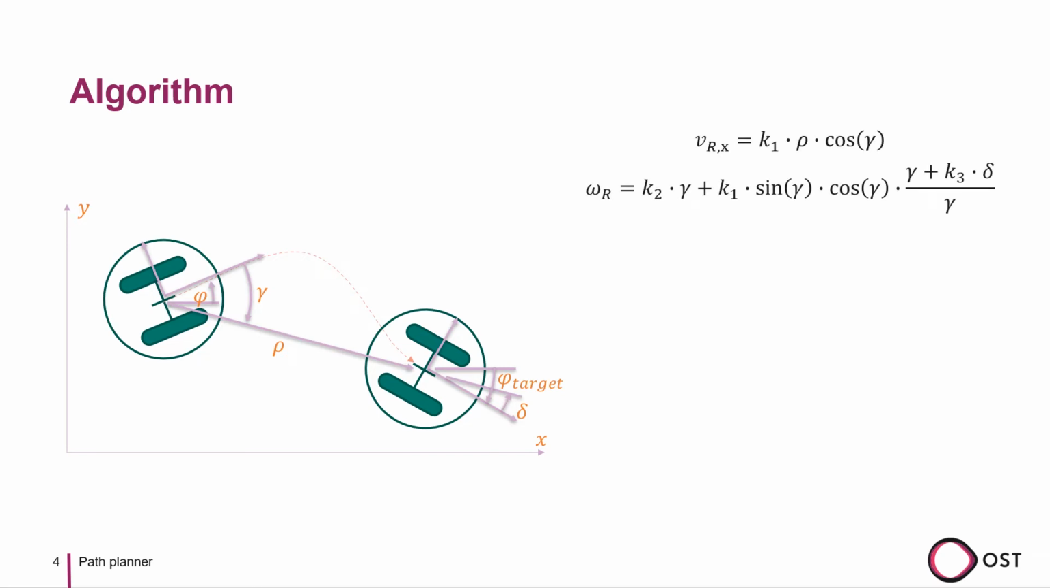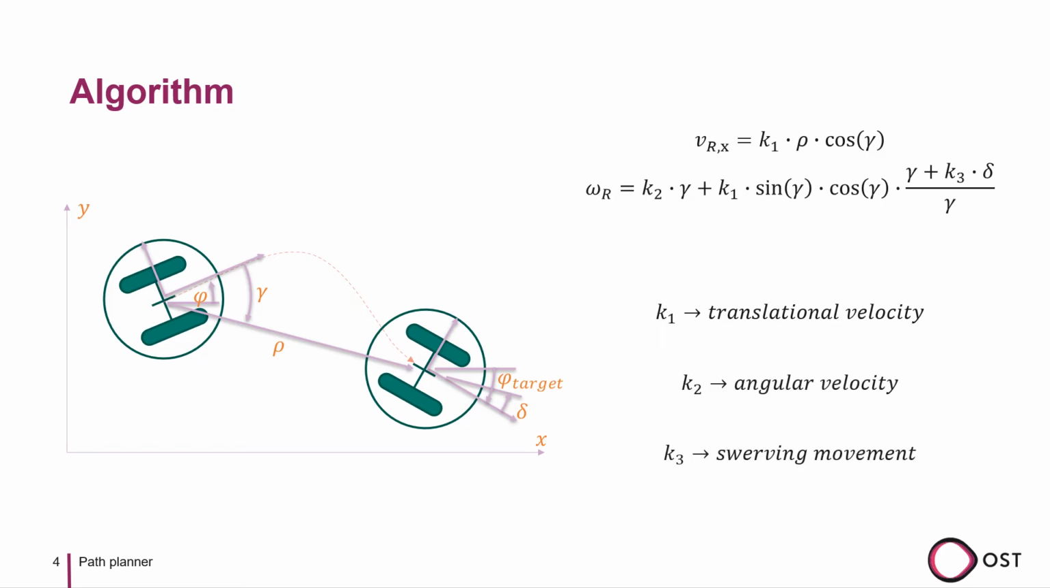In the calculations, we find three different constants which are denoted as k1, k2 and k3. These constants vary for different robots and need to be set experimentally. By setting these constants, we can also adjust the behavior of our path planner. K1 affects the translational velocity, K2 the angular velocity, and K3 the swerving movement when approaching a target position.